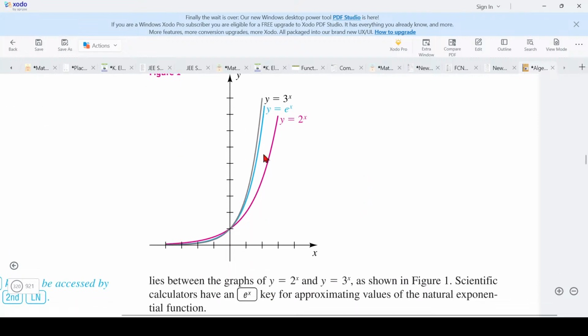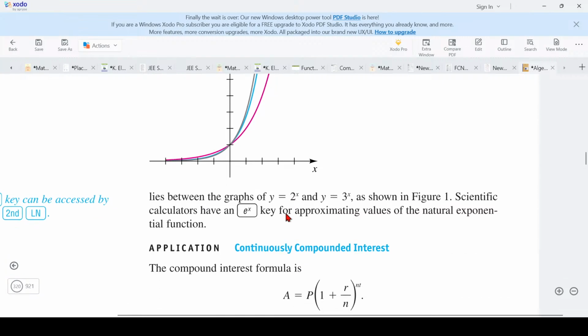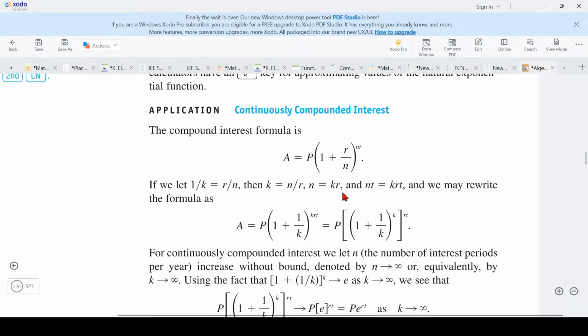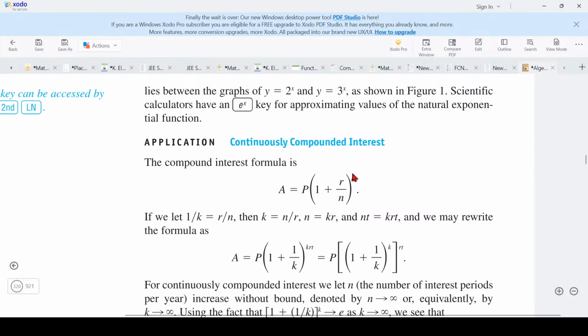Now we discussed this graph also. This is the blue line, and 3 power x should be above e power x, and 2 power x should be below e power x. And the opposite happens before 0. Agreed? Okay, now another interesting thing.